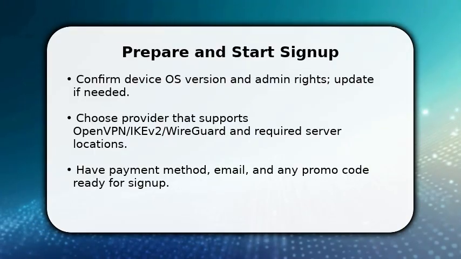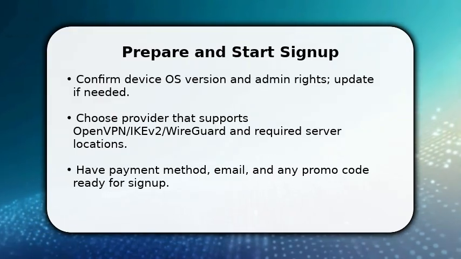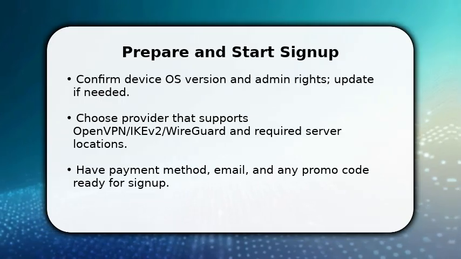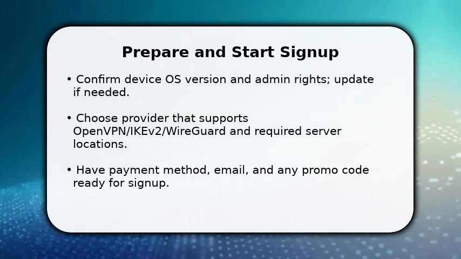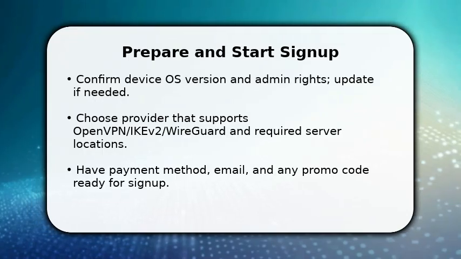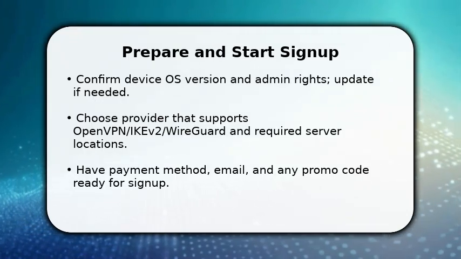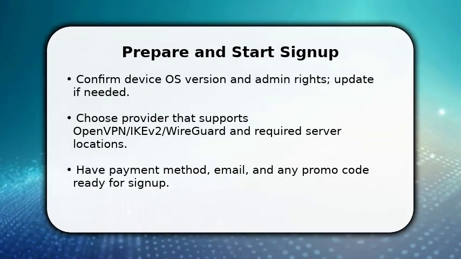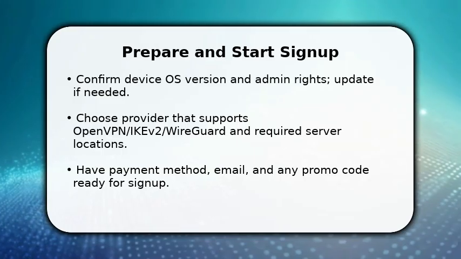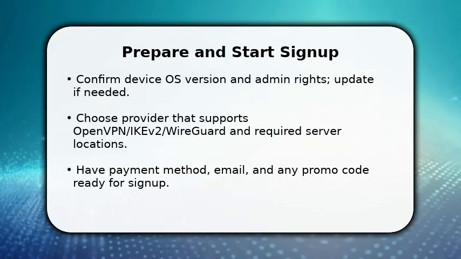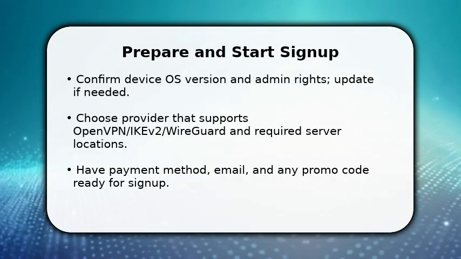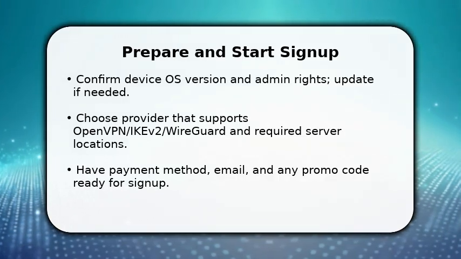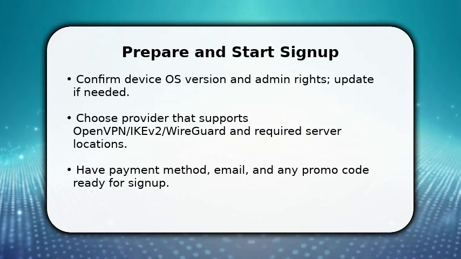You begin by verifying essentials so you can start immediately. Check your device OS and ensure you have admin rights. This avoids interruptions during install. Next, pick a VPN provider that supports the protocol you prefer: OpenVPN, IKEv2, or WireGuard, because protocol choice affects speed and security. Once chosen, create an account with email and payment details. Keep promo codes handy. After sign-up, download the provider's official client for your OS so you're ready for configuration.